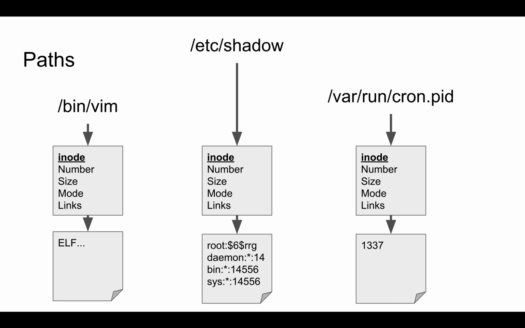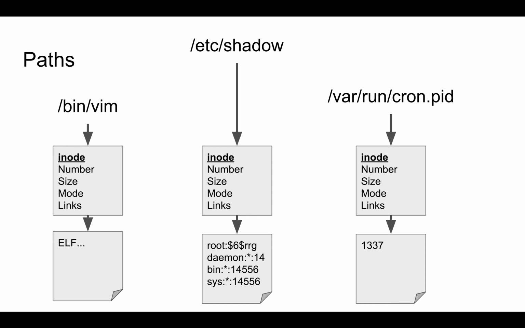The mode also contains, as I say, that type indication in the first 4 bits, and then the rest of the mode contains the permissions, which you may have heard called the modes. So read, write, execute permissions for the user, the group, and the world. So the number, as I say, uniquely identifies the inode.